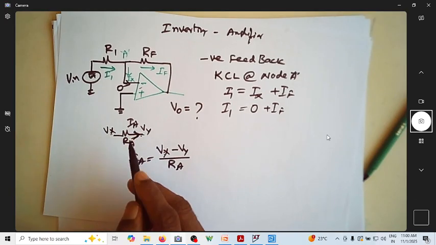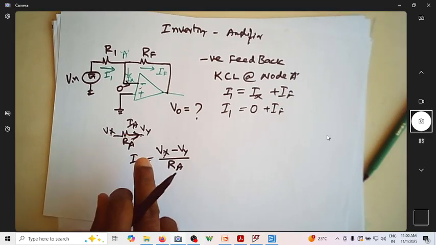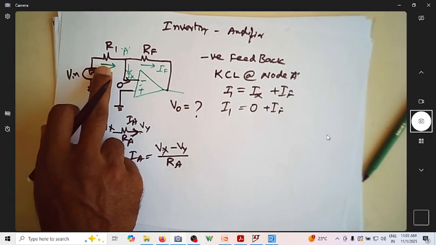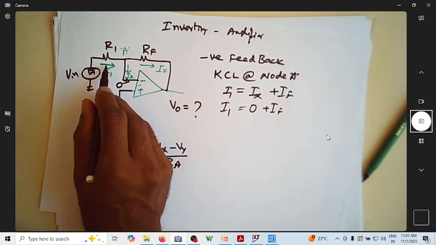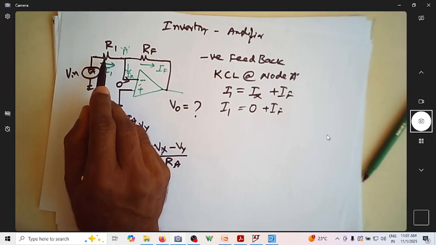Why are you considering this as higher potential? That's what we have assumed. You can assume this as higher potential by writing the direction this way. Using this, I can find the expression for I1. So this is I1: the potential difference across this resistor divided by the resistance.